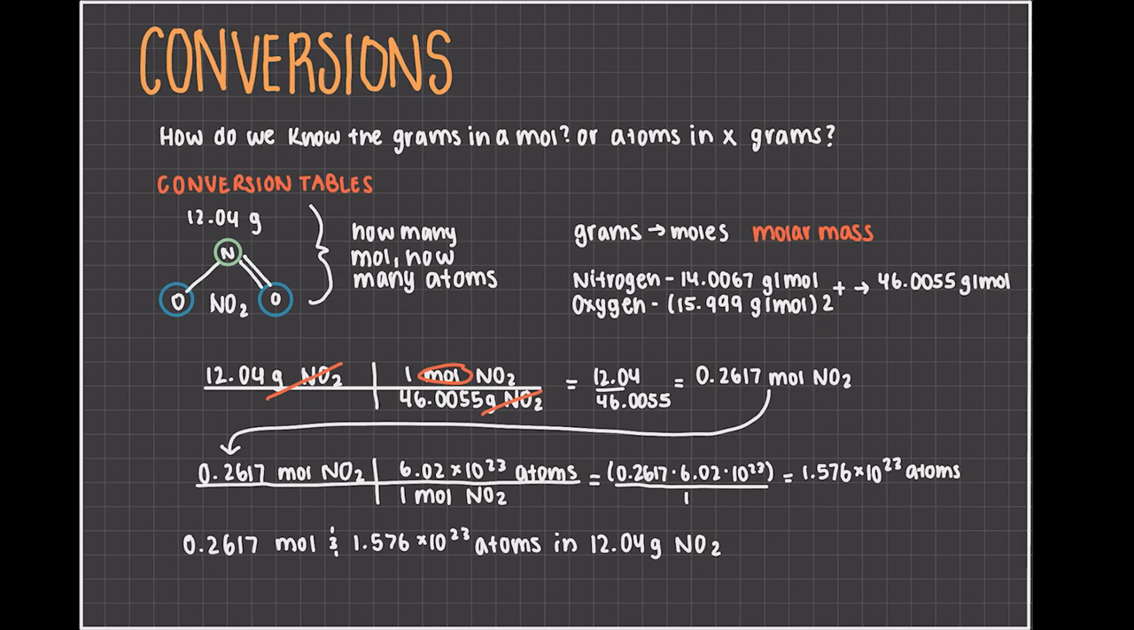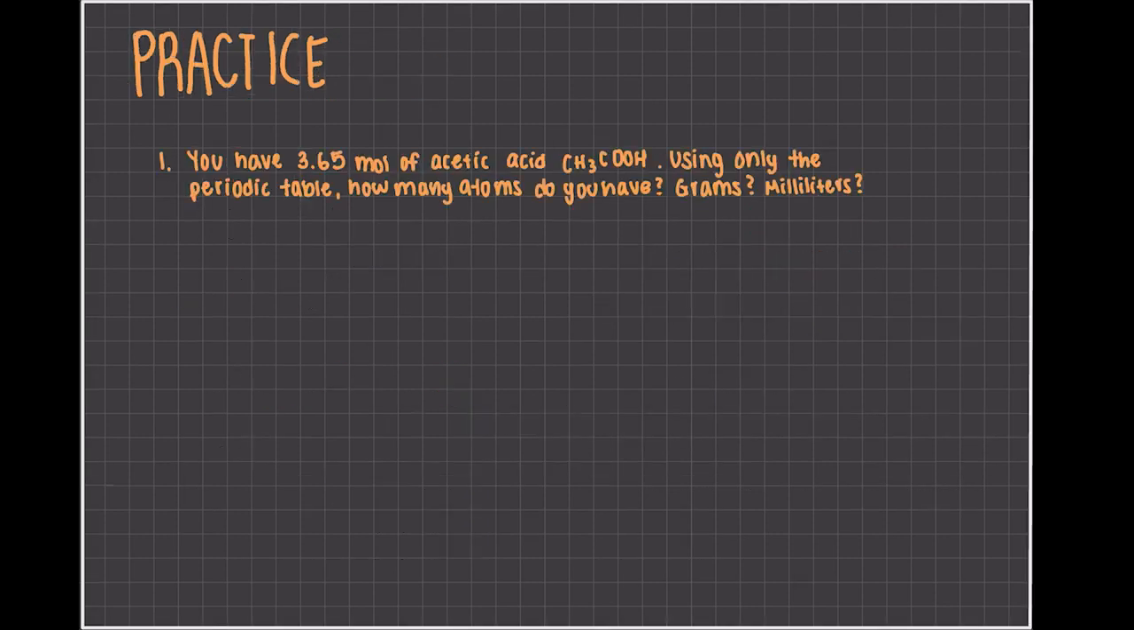I'm going to go ahead and let you guys try a practice problem. You have 3.65 moles of acetic acid. Using only the periodic table, how many atoms do you have? How many grams? Milliliters? Go ahead and pause the video and try it on your own, and then I'll come back to explain it.